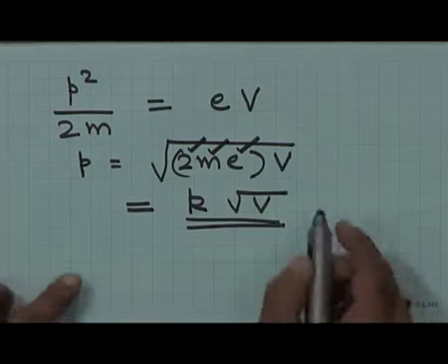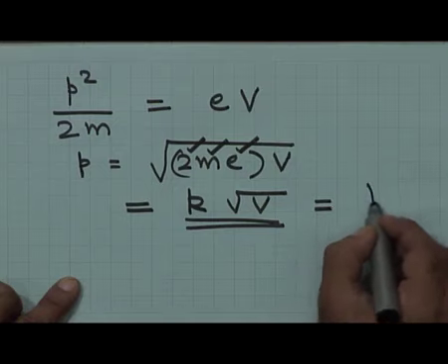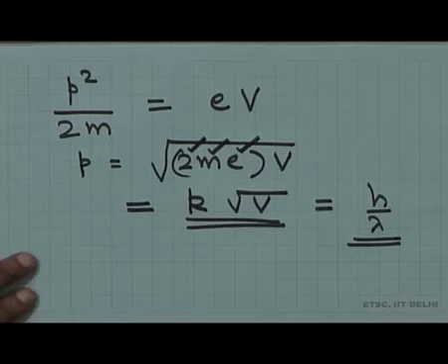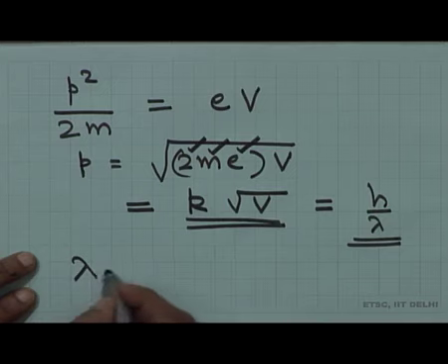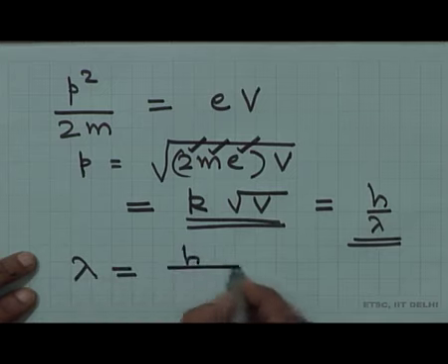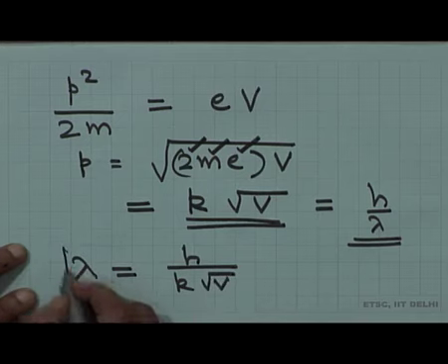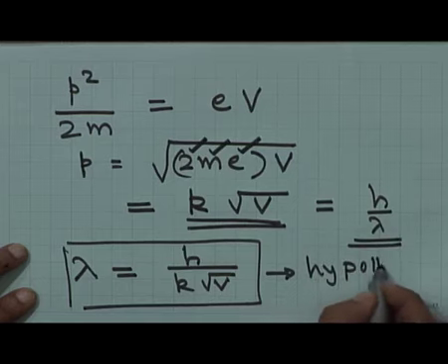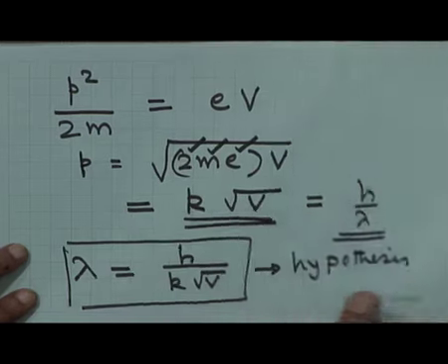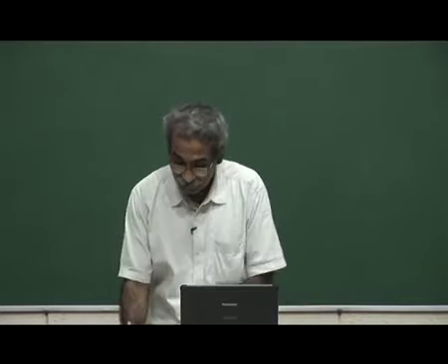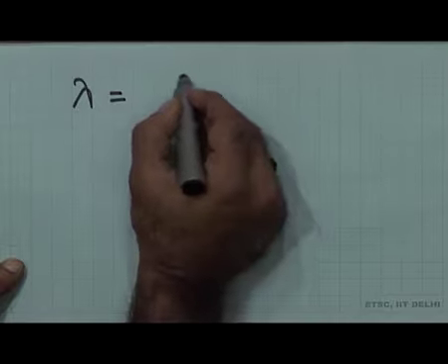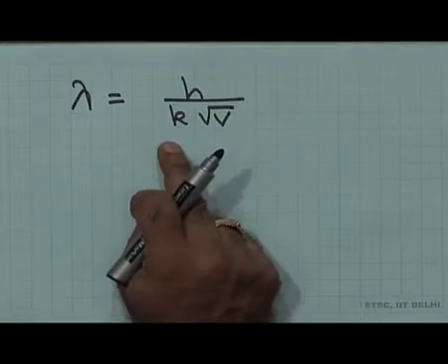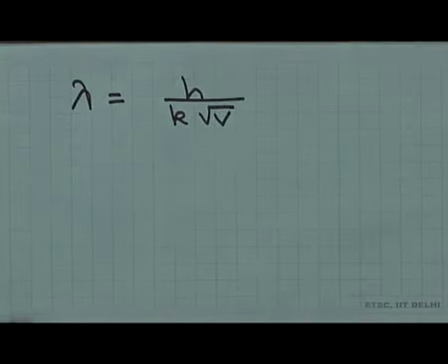And what is de Broglie telling us? De Broglie is telling us that this is equal to h by lambda. Therefore, if I transfer it, my lambda is nothing but h over k root V. This is the hypothesis. So let me repeat that expression here. Lambda is equal to h over k root V. k is known, h is not necessarily known. We will come to that in a minute.